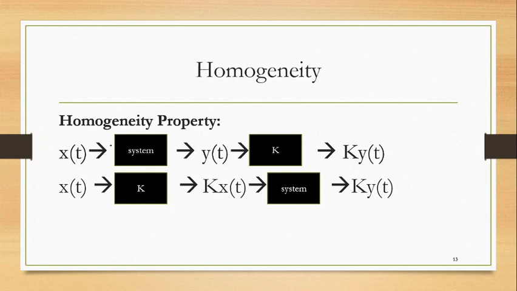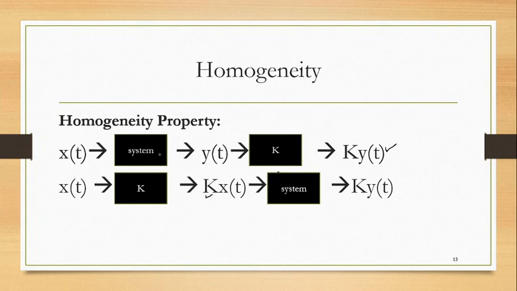Input x of t is the input signal. We got y of t, which is the output signal. Then we feed it to some scalar k. After feeding it to the scalar k, of course, we will have the value k of y of t. Now this was our first step. In the second step, x of t is first fed to a scalar. So we first feed the input signal to a scalar, which comes out to be k x of t. Then we feed it to the system.